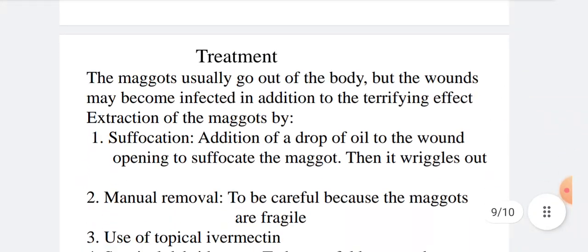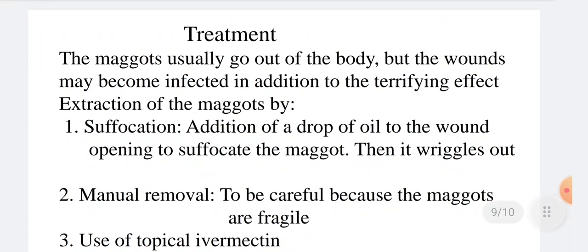Treatment: the maggots usually go out of the body when they become pupae, but the wounds may become infected in addition to the terrifying effect of the lesion. 1. Extraction of the maggots by suffocation. The maggots breathe atmospheric air. You can add a drop of oil to the wound opening to suffocate the maggot. Then it wriggles out.